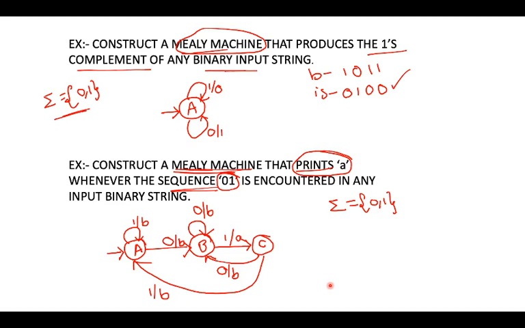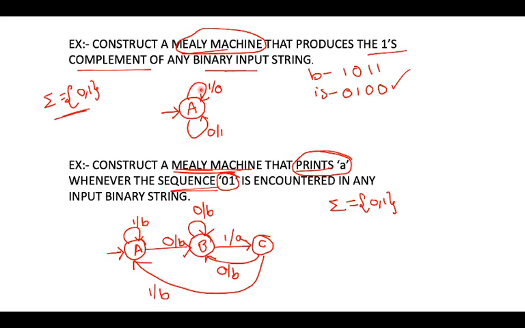Let's go to an example. Construct a Mealy machine that produces the ones complement of any binary input string. Let us take an example of the binary string 1011. We already know that the ones complement is nothing but changing the ones to 0 and zeros to 1. So here is the ones complement of the above binary digit.